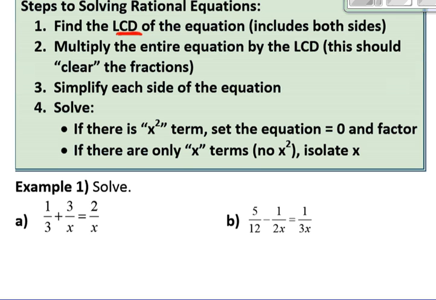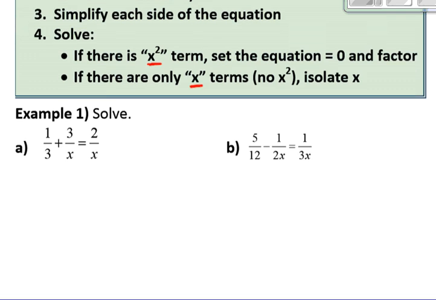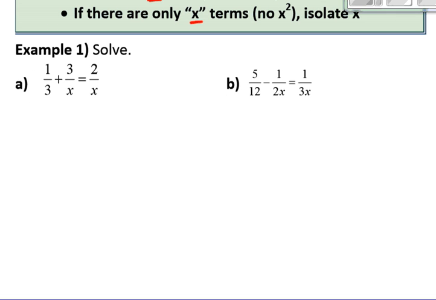Now, we know two ways to solve. If you get an x squared term, that means quadratic, so you're going to set the equation equal to 0 and factor to solve. If there are only x terms, that is no x squared terms, we're going to isolate the x and solve for x like normal.